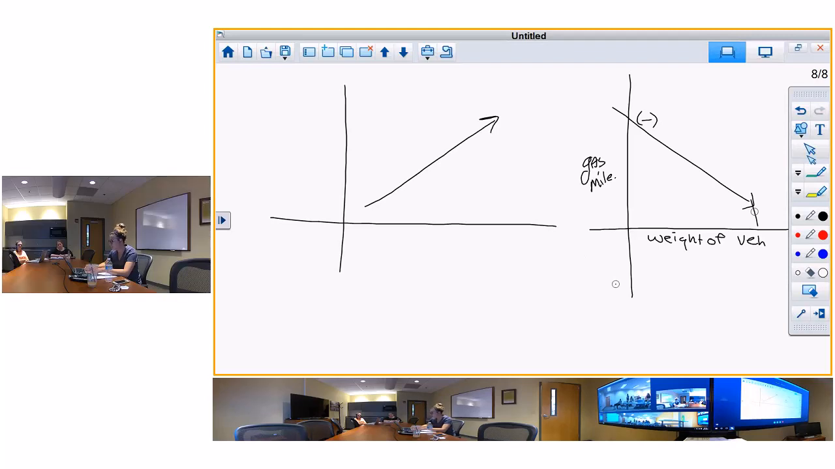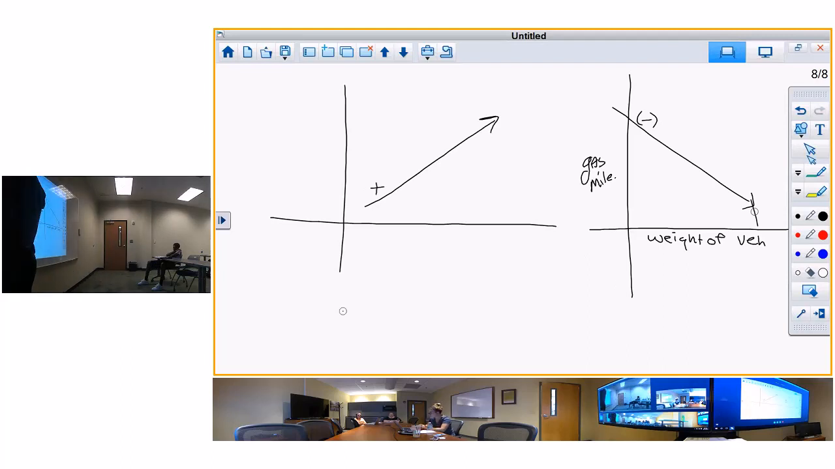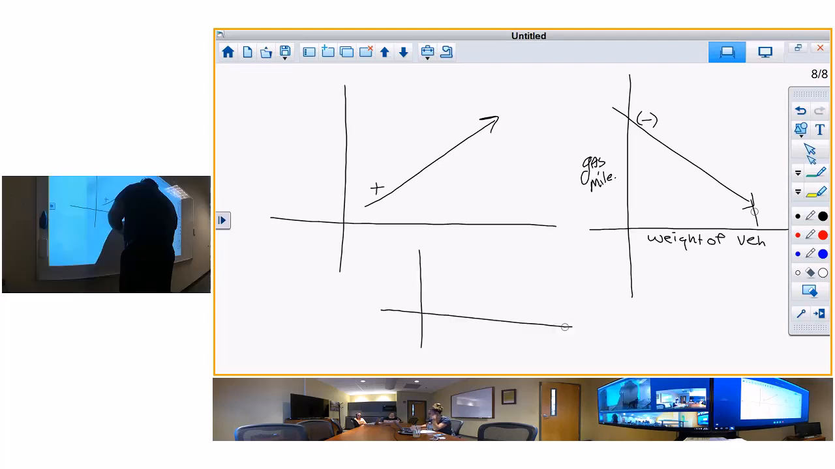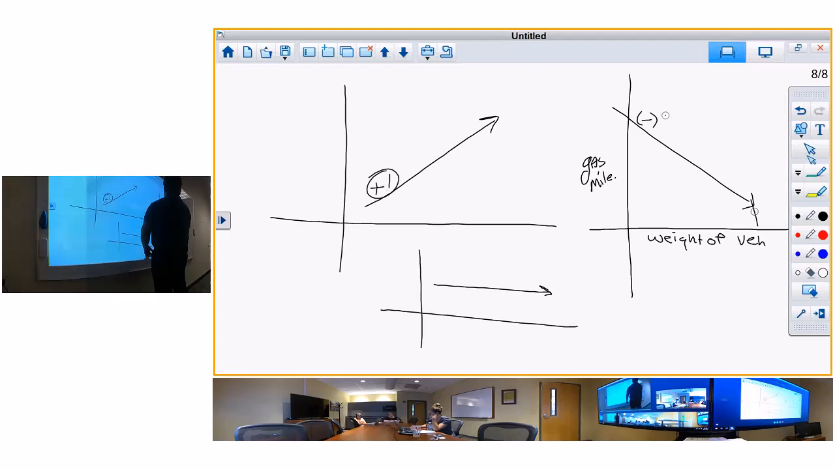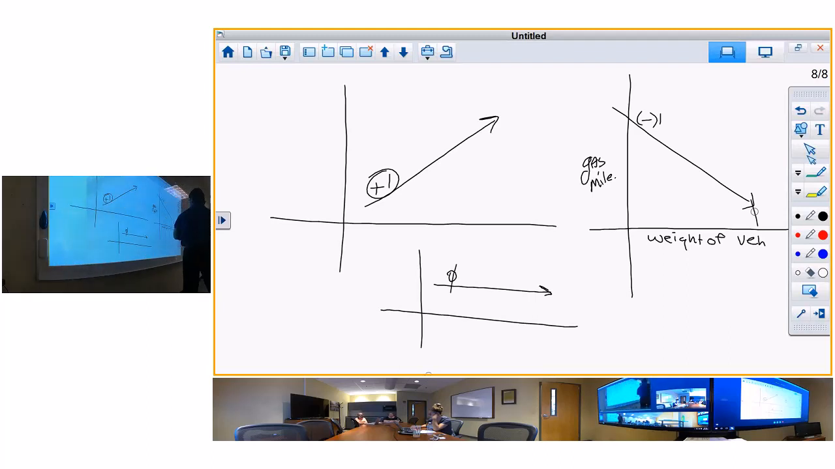A correlation coefficient of -1? Yes. A correlation coefficient of +1? Yes, there's something there. A constant would be there ain't nothing there. Meaning it's what? It's horizontal. So you got a +1, a -1, that means there's something there. 0 means it's horizontal. Brenda?